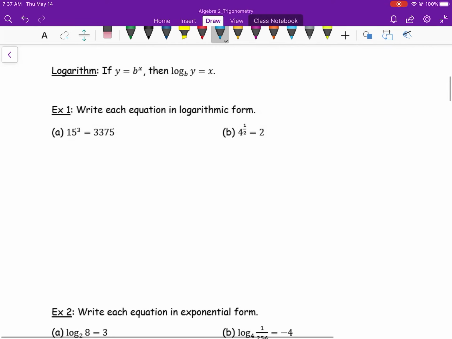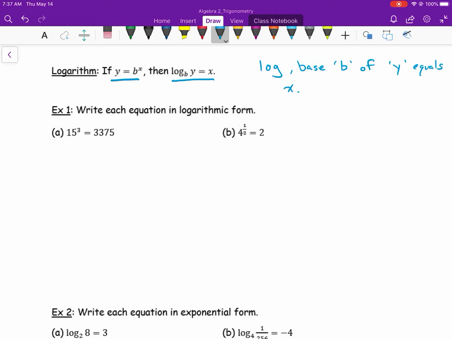First thing we need to do is define what a logarithm is. If we have y equals b to the x, then the logarithm to that is log base b of y equals x. That's how it's read.